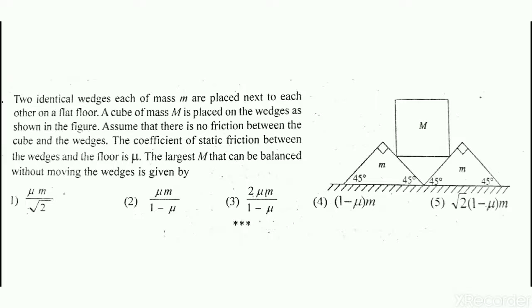So they are asking what is the highest value of M that will give the force to move the right side wedge towards the right. Before we move on, we have to take the free body diagrams of these things. As you see, the wedges have 45 degree angles plus a right angle, and the cube is a square. So the lines and the angles are identical or symmetrical.